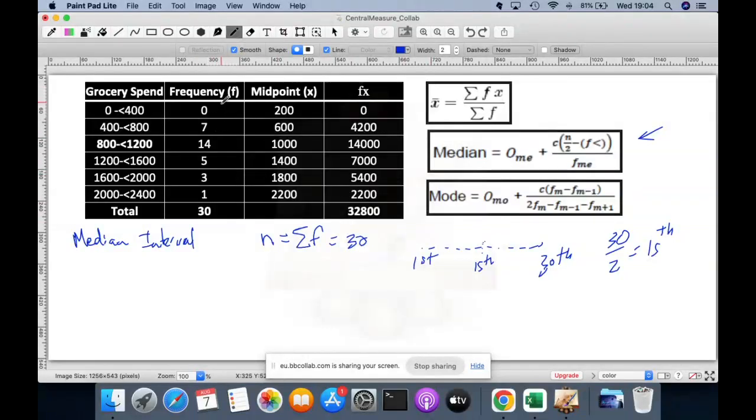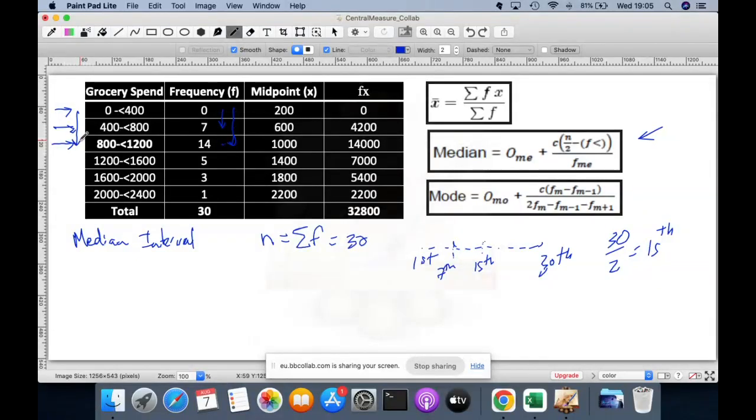So if you look at the frequency column, you need to determine where the 15th data point would be. Let's look at the first row. In the first row, there are no data points, so it definitely can't be here. In the next row, you have 7 people that shop. So in total, you have 7 people going from here to here. That still wouldn't have the 15th person. Now when you move to the third interval, you've got 14 in this interval. Up until this point, you keep adding them up: 0 people, then 7, now 21.